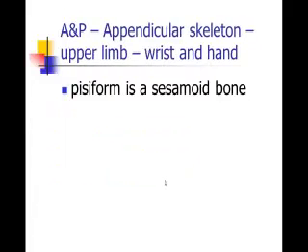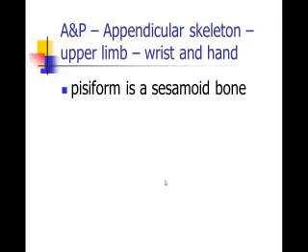Pisiform is one of the carpals. It's a sesamoid bone. There are two sesamoid bones that we're going to study. One is the pisiform, and the other is the patella. Patella is sometimes called the kneecap in kindergarten. And these two bones are not there when you're born. They develop out of tendons when you grow older.